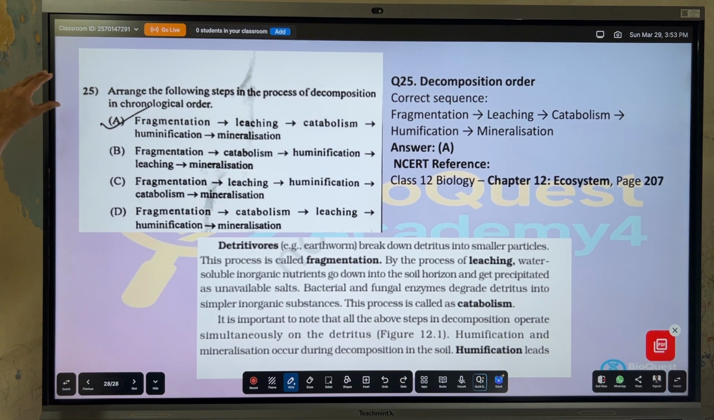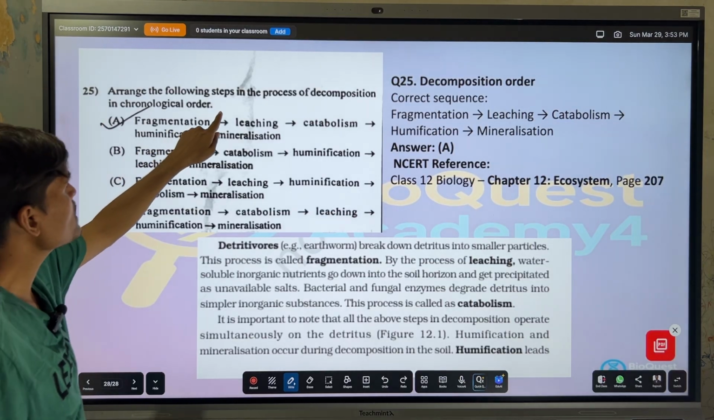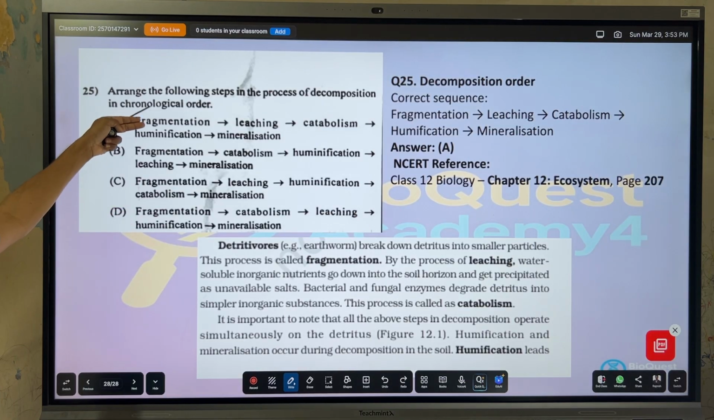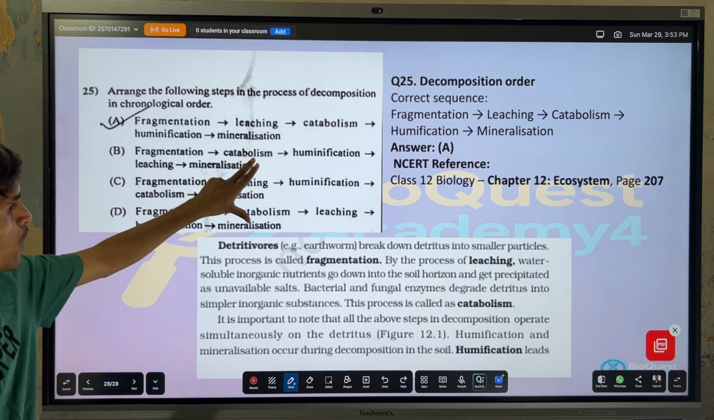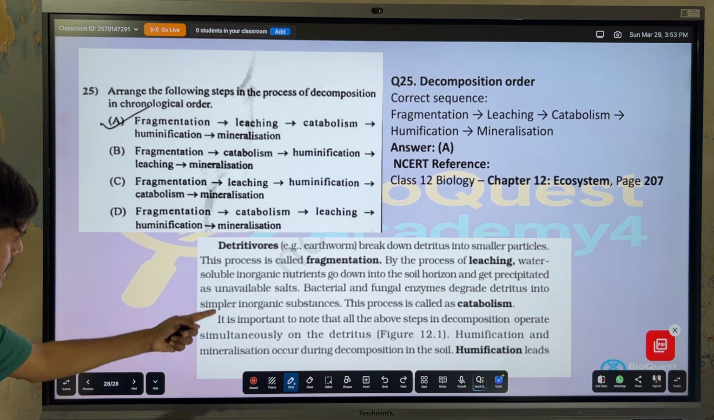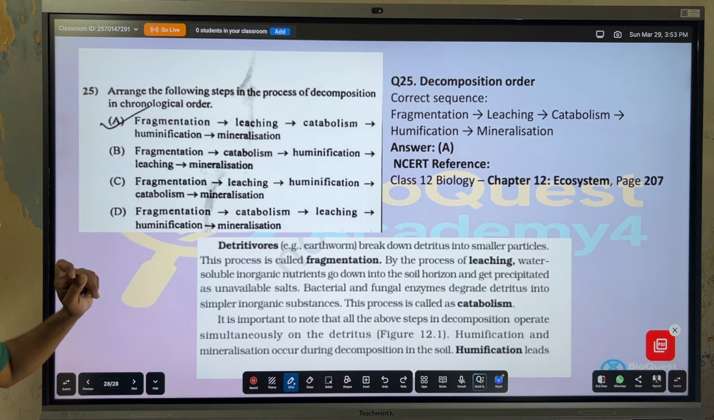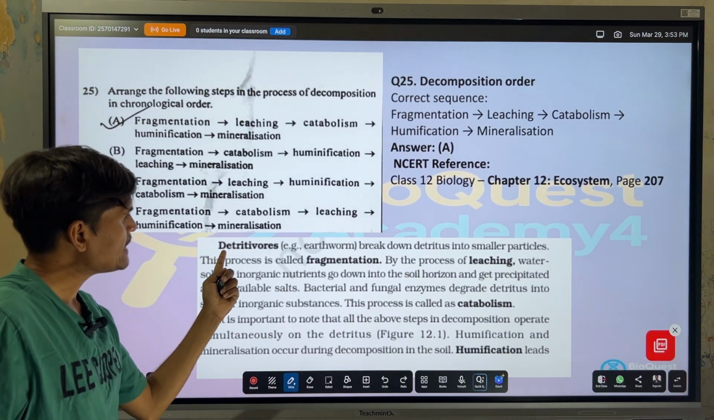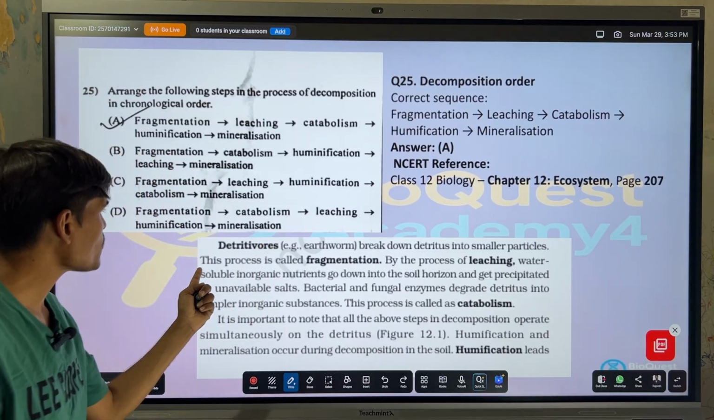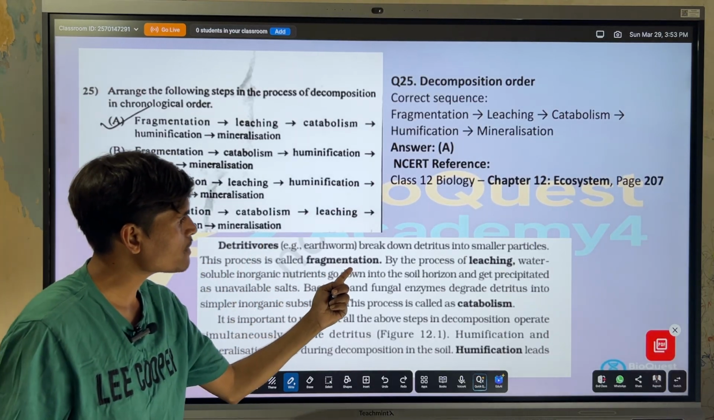Next question, question number 25. Arrange the following steps in the process of decomposition. Now, there are many steps and it's a long process. I am not going to read, but see, this is from the textbook directly given. In detritivores, the breakdown of detritus into smaller particles is called fragmentation.